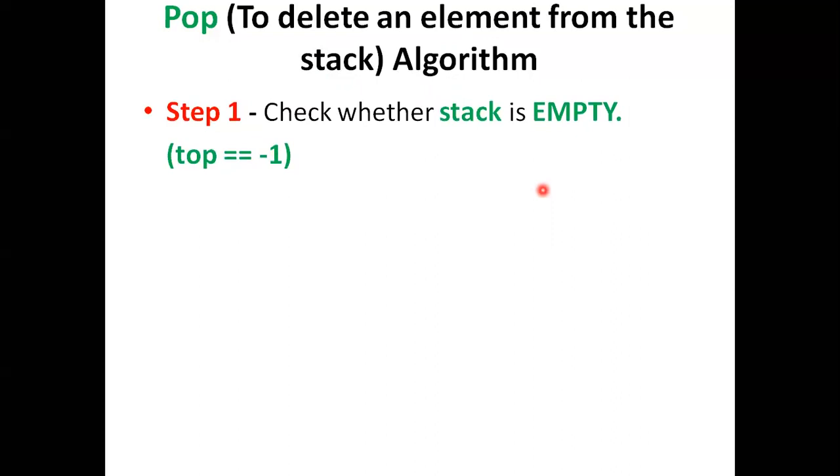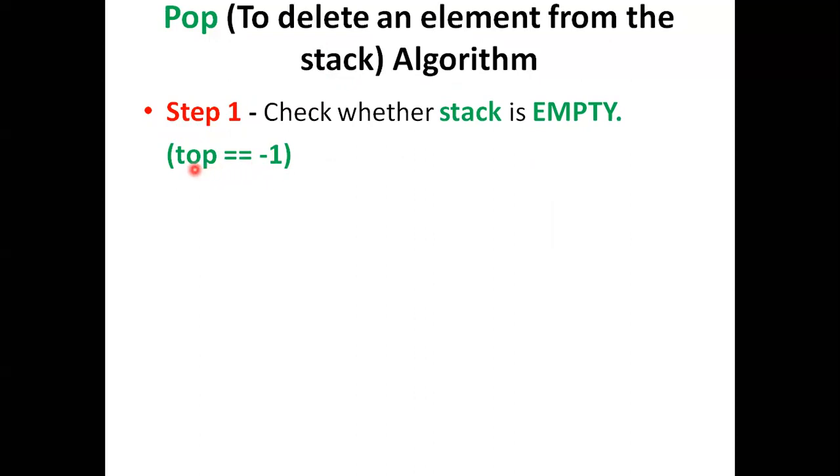Next, one more operation is pop. Here pop is used to delete an element from the stack. So what is the pop algorithm for deleting an element from the stack? Step 1: when you are deleting an element from the stack, check whether the stack is empty or not. If it is empty, you cannot delete any element from the stack. So how do we check if the stack is empty? Top is equal to minus 1. Initially we assigned top equal to minus 1. That indicates the stack is empty, right?